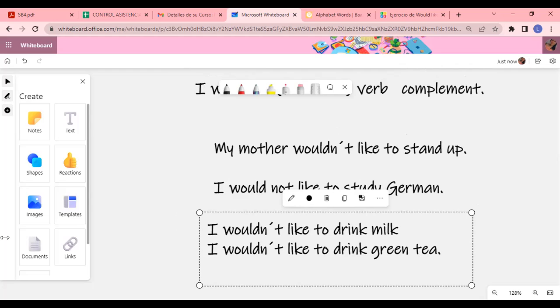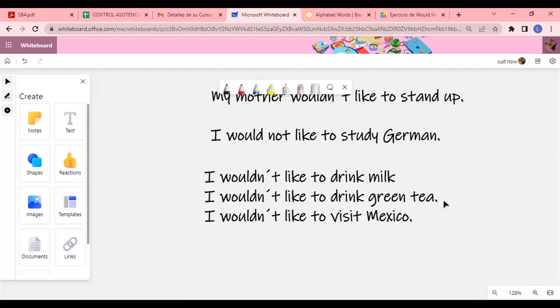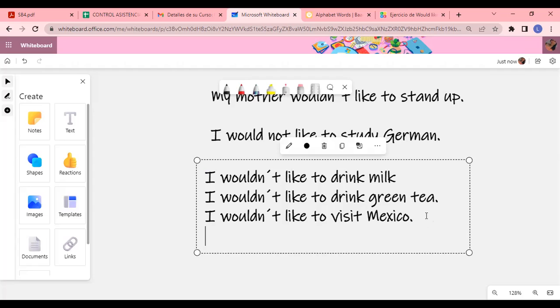Let's see now. What about you, Miss Lady? What do you think? Something that you don't want? I would like to visit Mexico. Oh, I wouldn't like to visit Mexico, you say, right? In negative, Miss Lady? In negative, pero negativo, Miss? Because it's negation. So tell me, something that you wouldn't like to do. Algo que no quieres hacer, something you don't want.